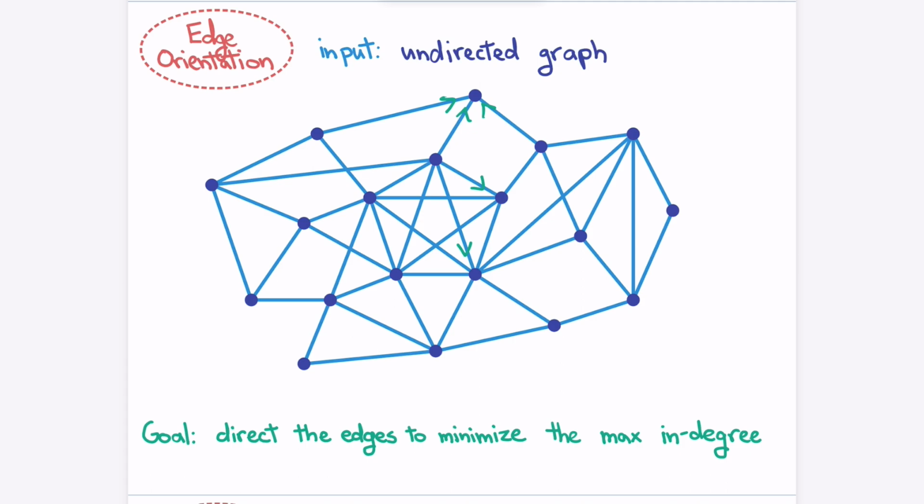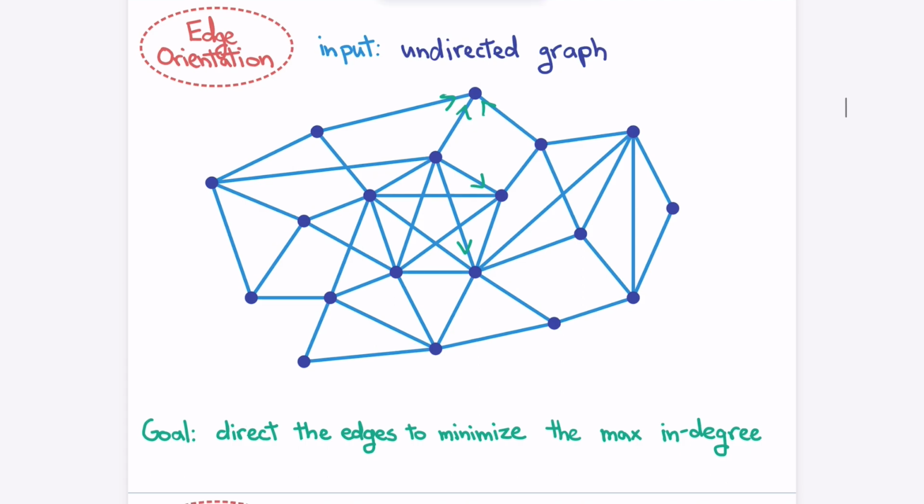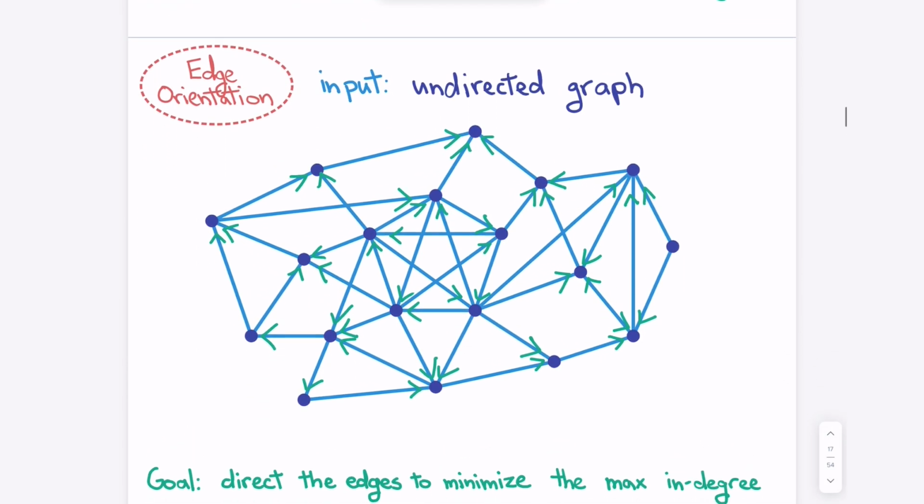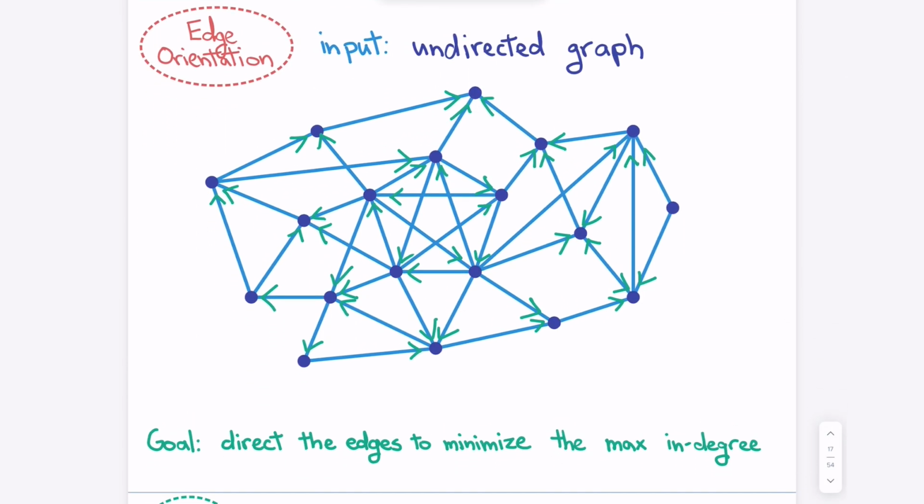I feel like it's a little hard to stare and figure this out. Here's some solution. I don't know if it's the best solution. But the maximum in-degree here is, I guess, 3. So 3 seems to be possible. I don't know if it's possible to do 2, but there is one that does 3. Okay? That's sometimes called the arboricity problem.